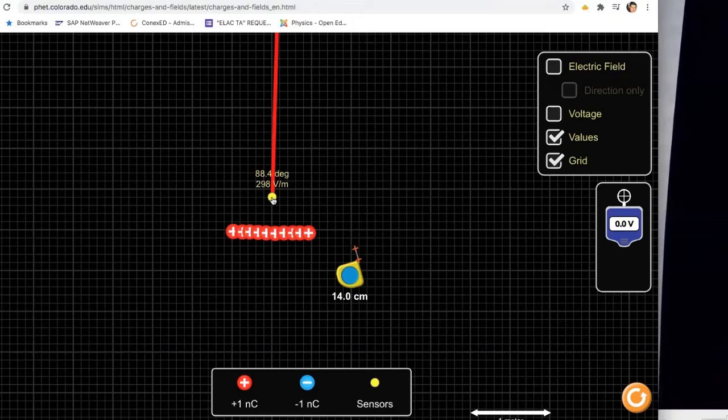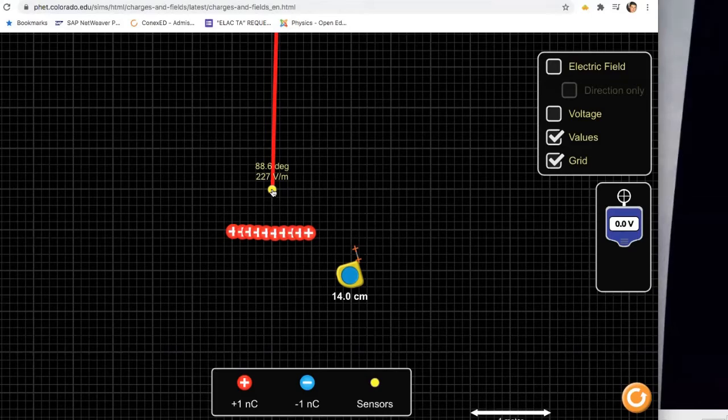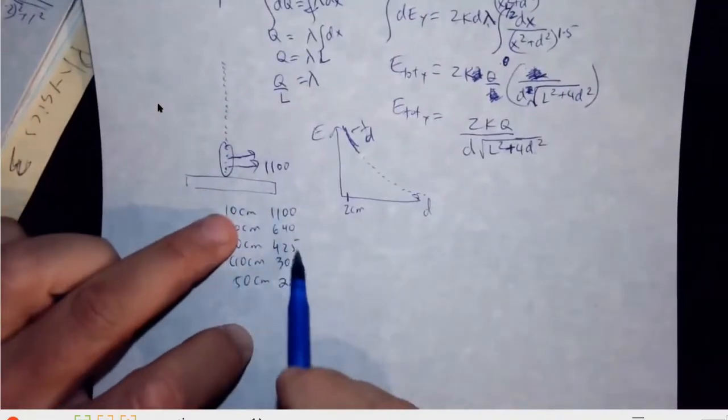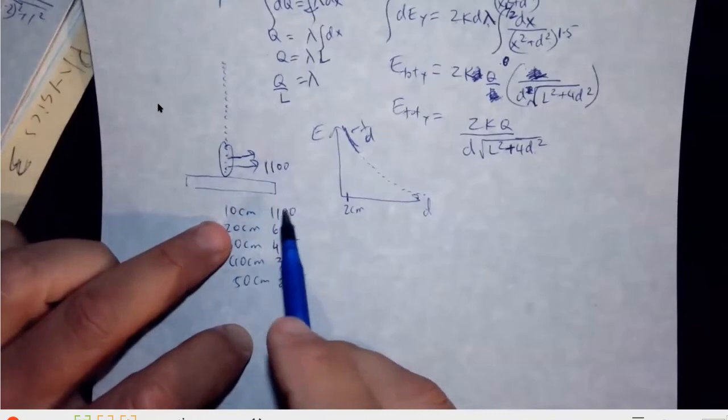And then 50 is about 225. Okay. So I've got this data. Does that look linear to you? So if it was linear, what should happen?